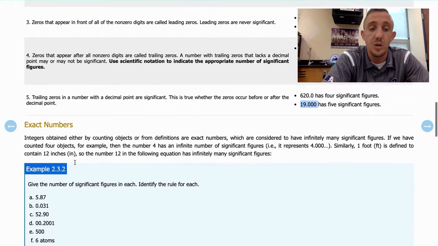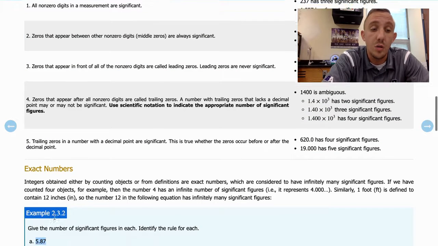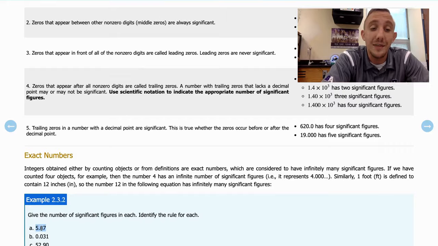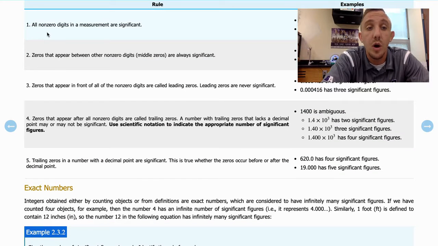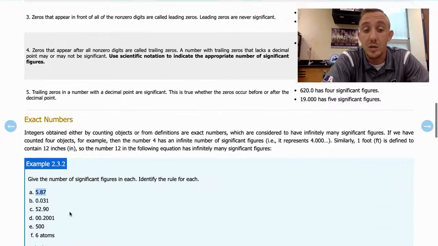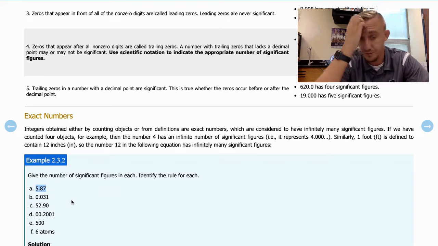All right, so looking at letter A, 5.87. Well, notice I don't have any zeros in here, so I don't think I'm going to have to follow any of the 0 rules, which are 2 through 5. So 5.87 is going to be 3 significant figures, and that follows rule 1. All non-zero digits in a measurement are significant. So your answer for A should be 3 significant figures.